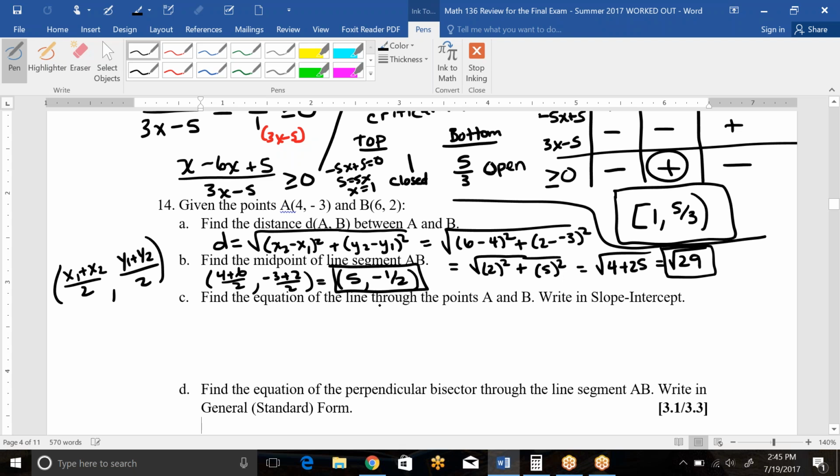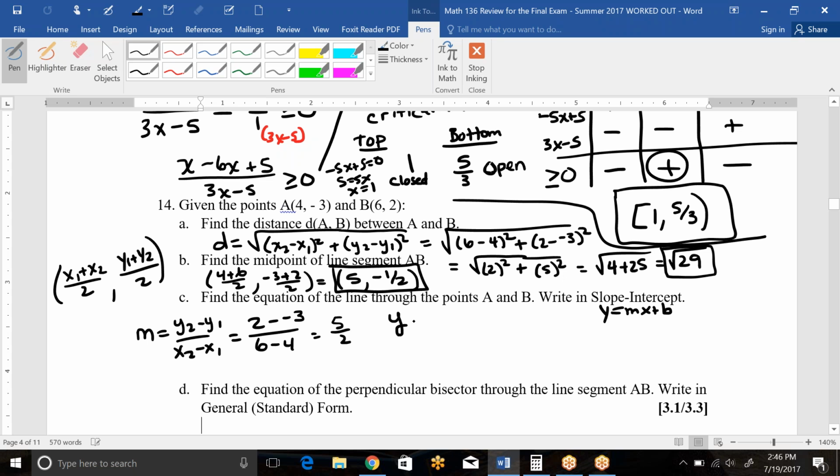For part C, we're finding the equation of the line through these 2 points and then writing it in slope-intercept form, y equals mx plus b. So we need to find the slope first using our slope formula, y2 minus y1 over x2 minus x1. So this will be 2 minus -3 over 6 minus 4. So that's 5/2. Then we use our point slope formula.